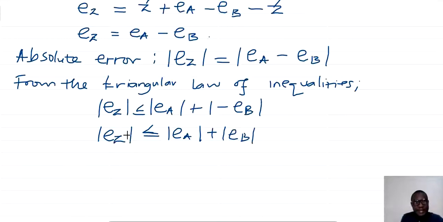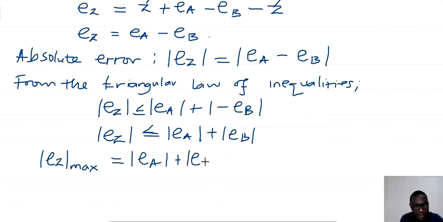So error B. Then since error of Z is less or equal to this, that means the error in Z is maximum when it is equal to this, because here we have two options. Error in Z is either equal to this or strictly less than, if we are to interpret this. So the maximum is what we are interested in, and it is the one which is equal to the error in A plus the error in B. This is as required.